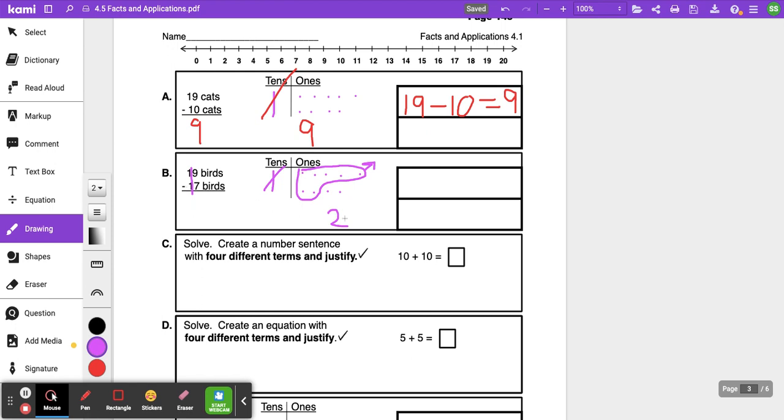19 minus 17 is 2. 19 minus 17 equals the difference of 2.